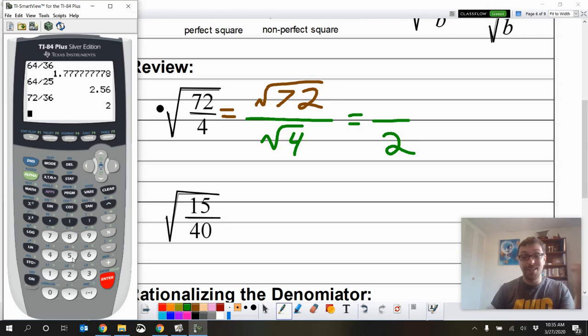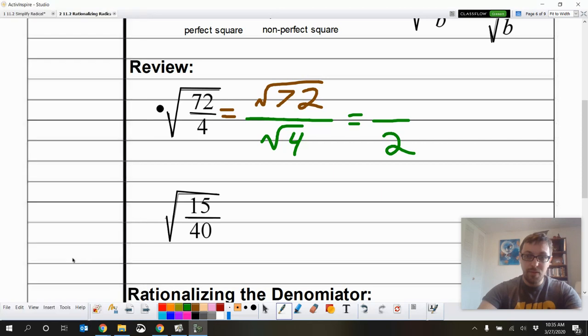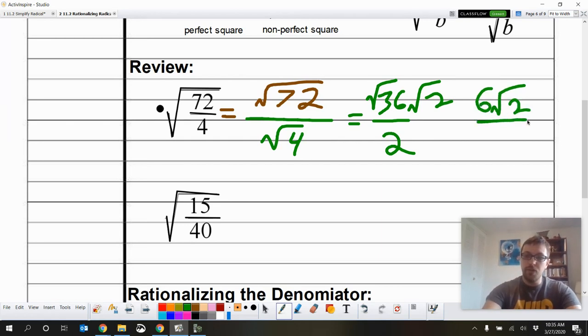But 36 is going to be our best option. But you know the process, hopefully. So we got 36 and the square root of 2. We simplify our 36, we get 6 square roots of 2 over 2.